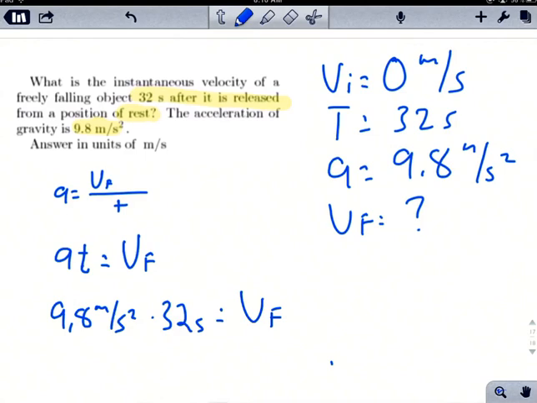And since it's free falling, and it wants the instantaneous velocity, it does want this to be a vector quantity, so it wants you to tell that since it's free falling, it is moving downward, so our acceleration should be negative. So we would get a negative instantaneous velocity, which mine is right around negative 313.6 meters per second.